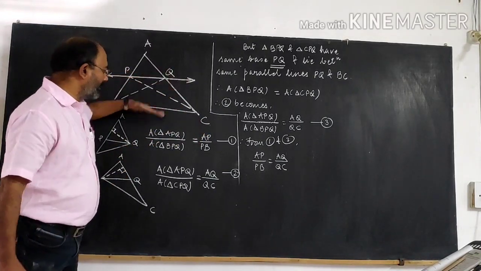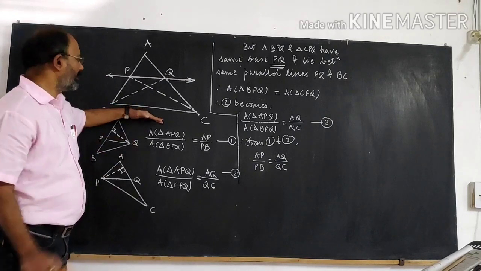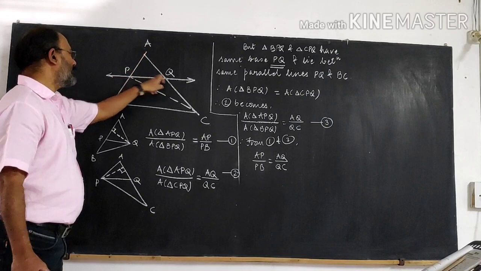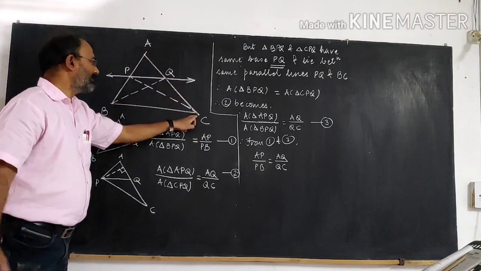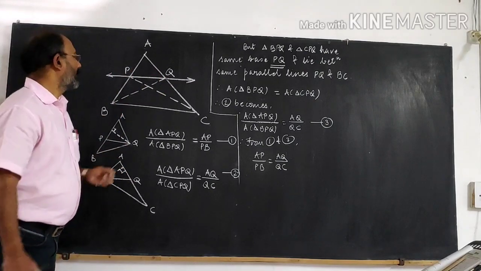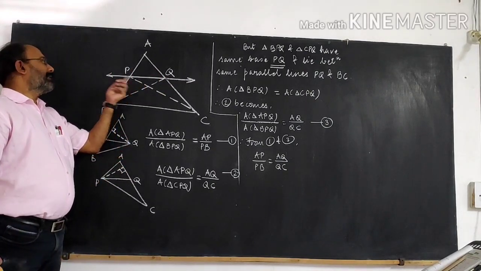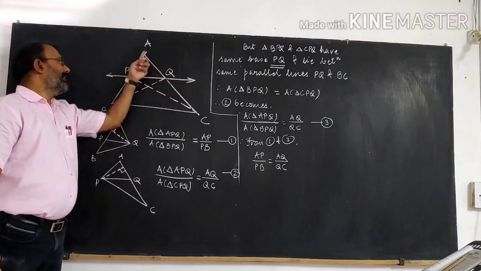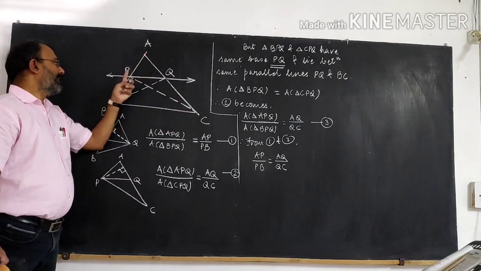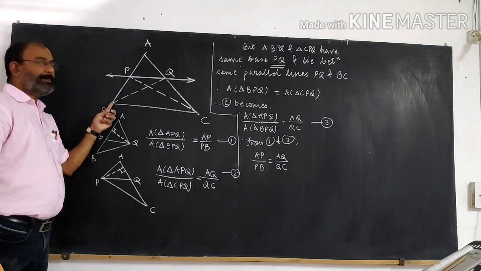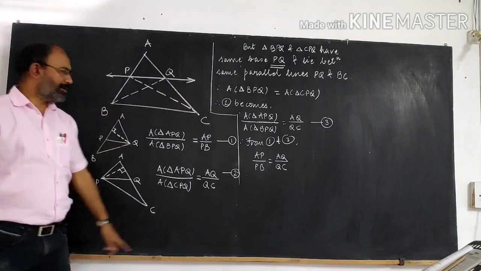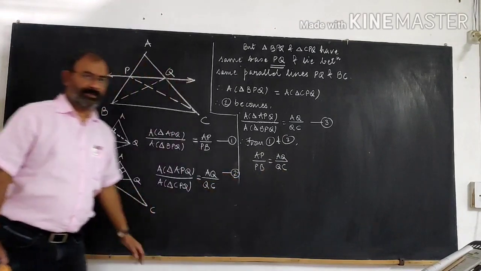A line is drawn parallel to one side. This is the first condition. That line intersects the two sides in two distinct points P and Q. Then this line divides these two sides in the same ratio, that is AP upon PB and AQ upon QC, these two ratios are equal.